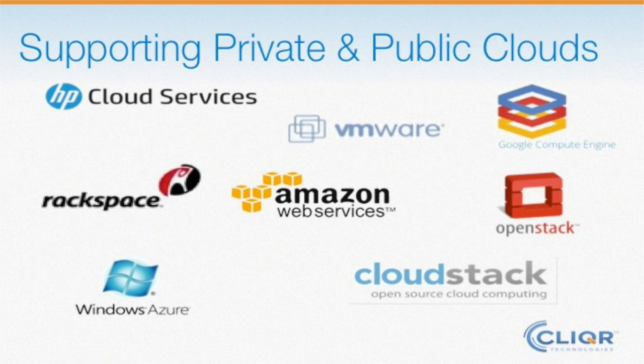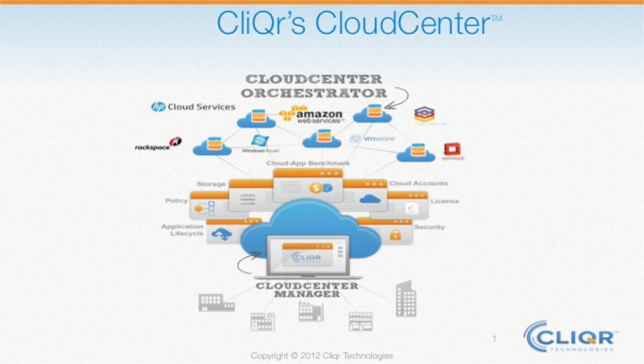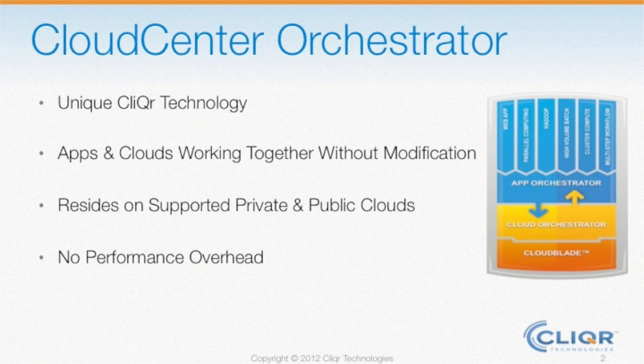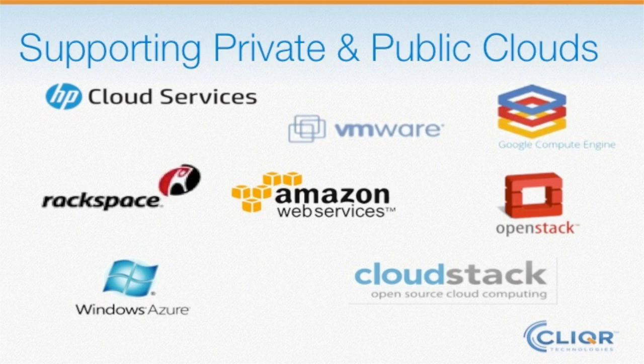So CliQr Cloud Center is composed of two main pieces: Cloud Center Manager, which is a single pane of glass for managing all your applications on all your clouds, which talks with our Cloud Center Orchestrator technology. That's really our secret sauce, if you will, which allows us to take different application types, different application architectures, and run them on different clouds without the need to modify them. That's really where our breakthrough is. So out of the box, we support all of the top public and private cloud technologies.